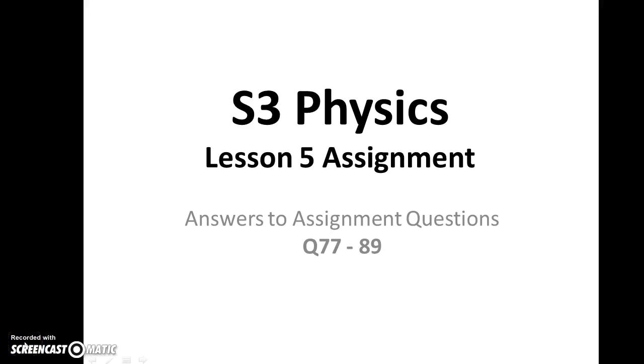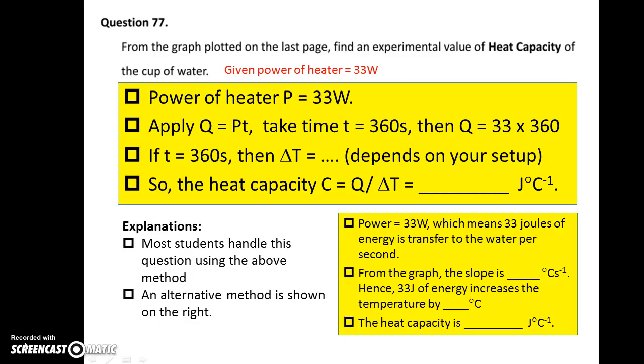Answer to assignment questions. Question 77 to question 89. Question 77. You are given that the power of the heater is 33 watts. First, you have to apply equation 5 to find the energy supplied, and then refer to the experimental data. You may know in such a time period how much the temperature has risen. Then you may apply equation 6 to find the heat capacity of your cup of water.